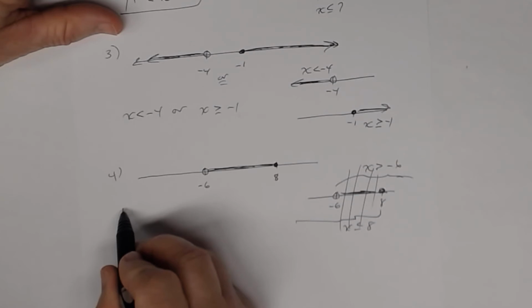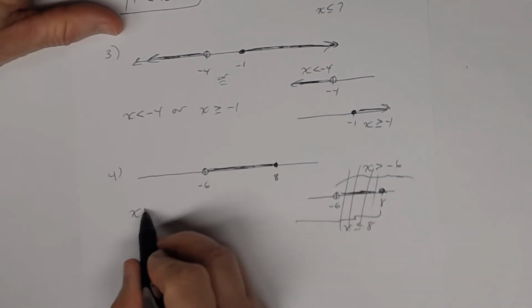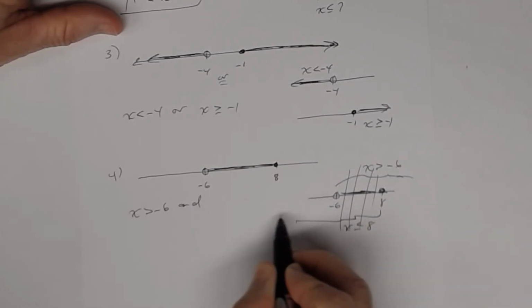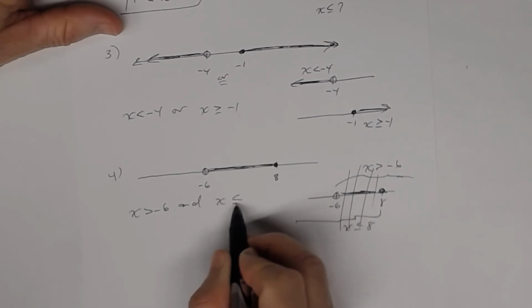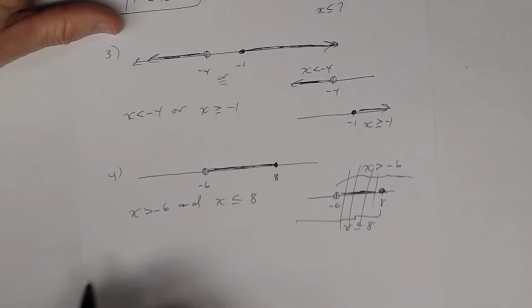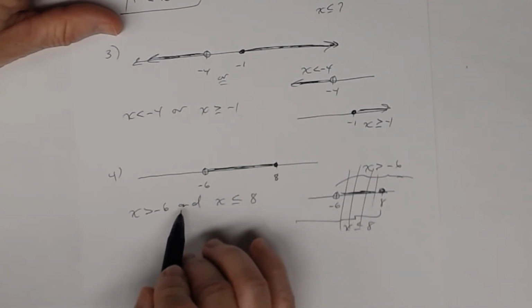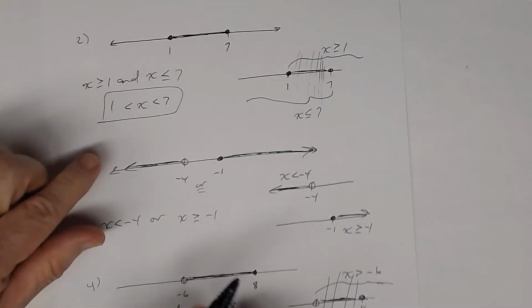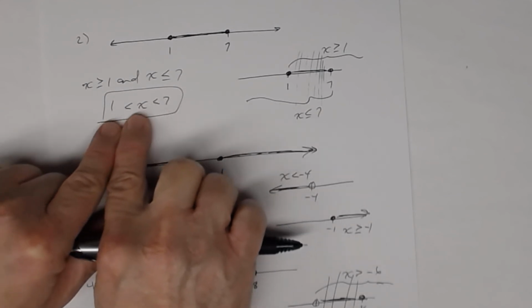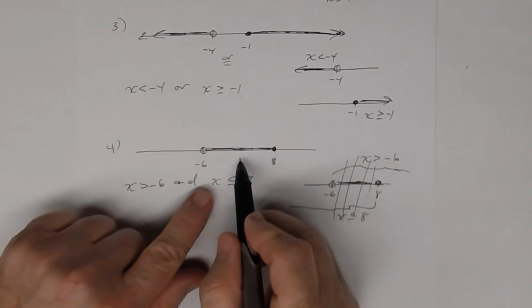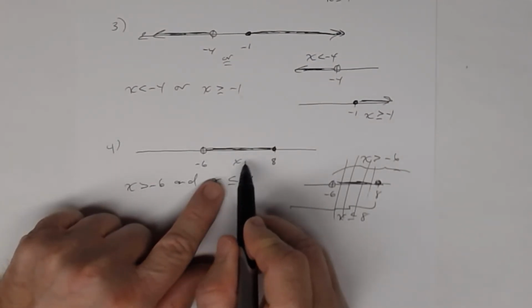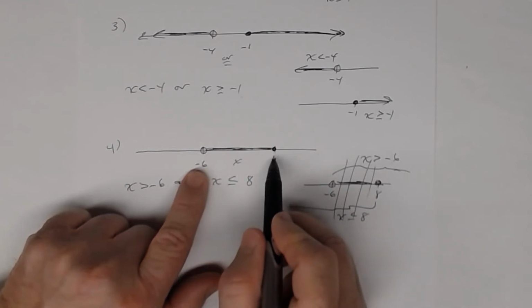So you're going to say this. You're going to say X is greater than -6, and at the same time, X has to be less than or equal to 8. But the way they're going to ask you to write this is not using the word and, but rewriting it where it looks like this right here. So it's very easy to see that all your solutions are going to be between -6 and 8.